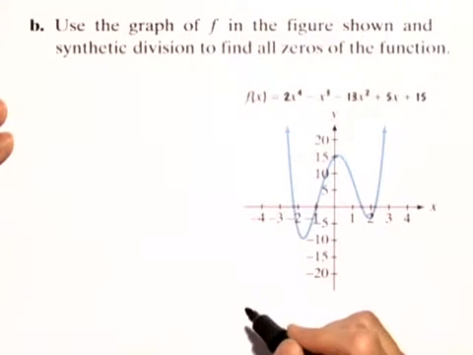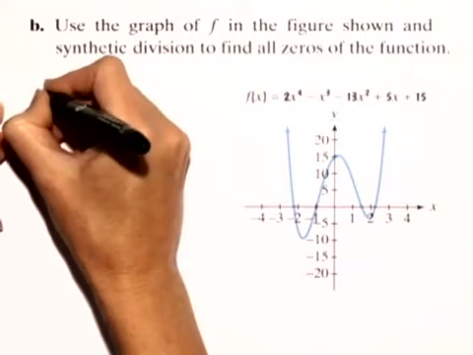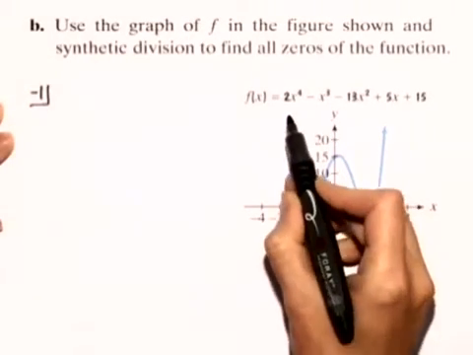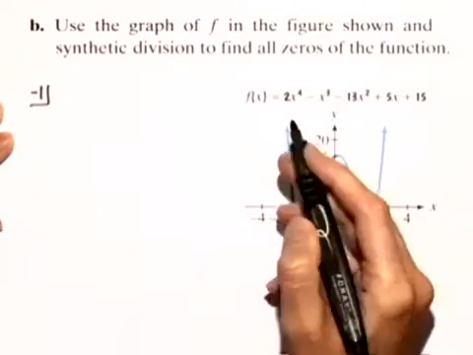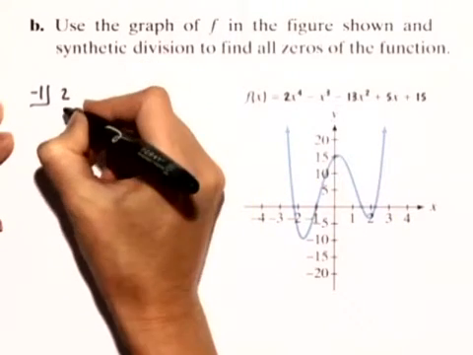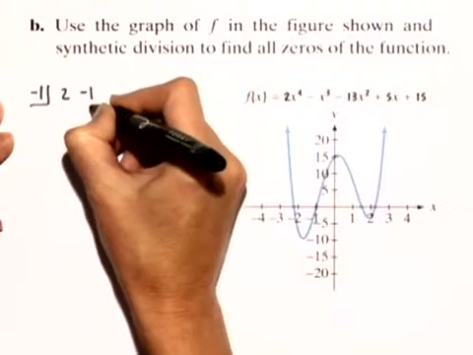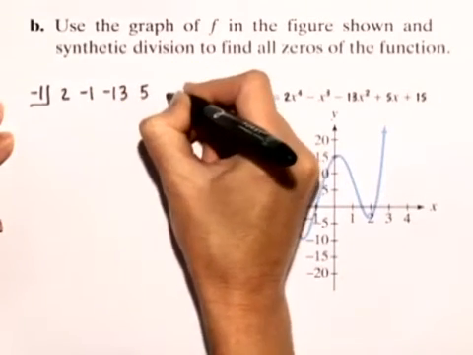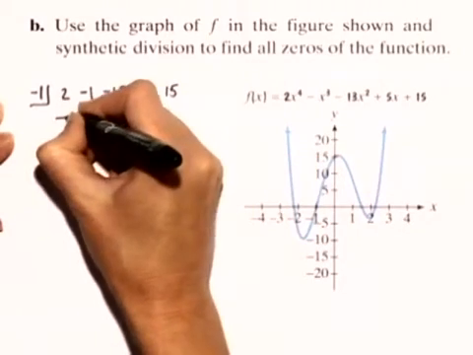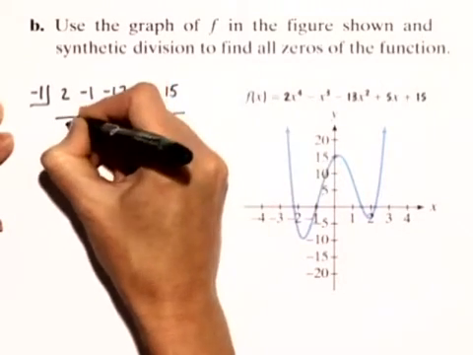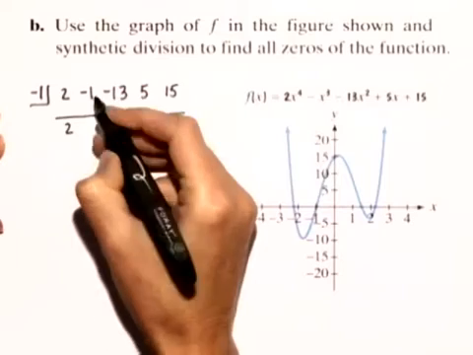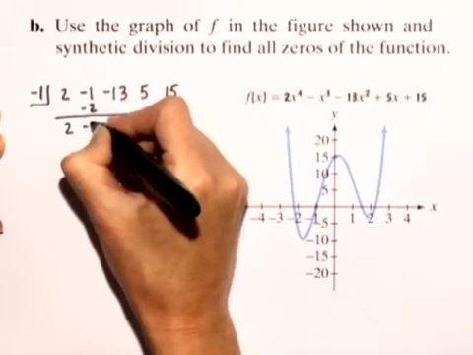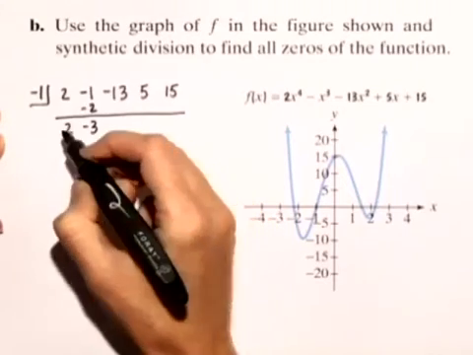So we're going to use -1 with synthetic division, and we're going to use our coefficients right here given. So we'll have 2, -1, -13, 5, and 15. We'll bring down the 2. -1 times 2 is -2. We add -1 plus -2 and get -3.